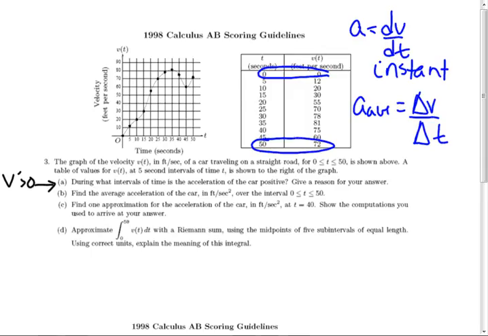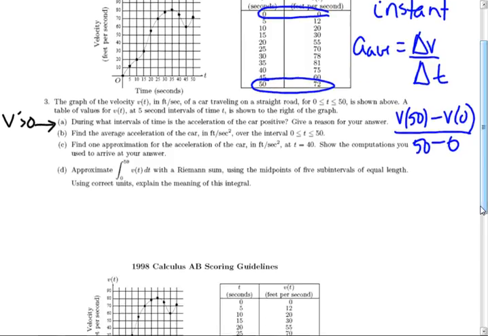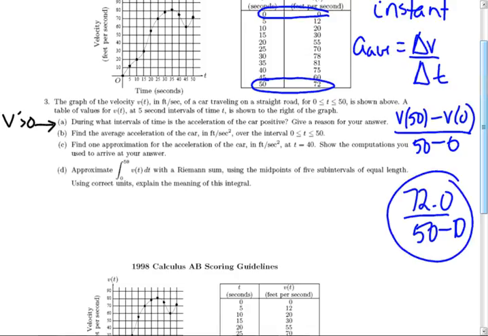Now, what are they going to want to see on the exam? That's the big question. You can either do V of 50 minus V of 0. You have to show the subtraction over 50 minus 0. If you do that, then you must show 72 minus 0 over 50 minus 0. This will give you full points. It's only 1 point for this part. So if you don't show the difference here, the 72 minus 0, even though you have 72 over 50, you will not get the point.